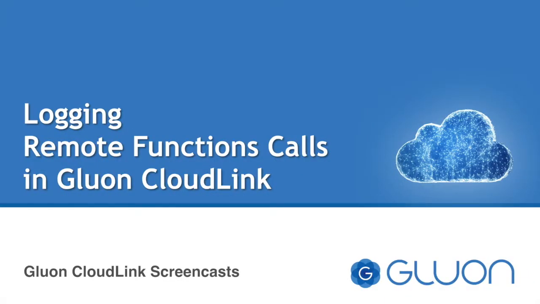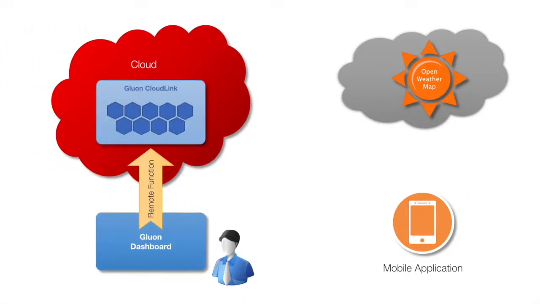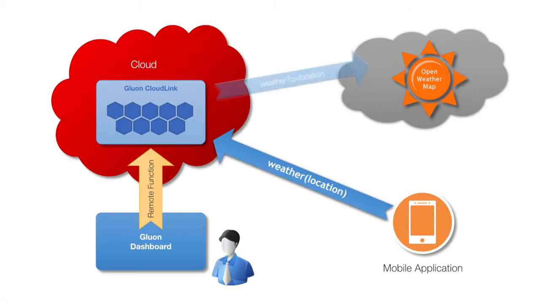Today, we'll talk about a small but important feature we have added to Gluon CloudLink that allows viewing the request and response logs of a remote function invocation. We have a simple mobile app, and we want to load a weather forecast for a given city, connecting to the OpenWeatherMap API. For that, we'll use CloudLink and we'll define a remote function that will perform a regular HTTP request to the REST endpoint.